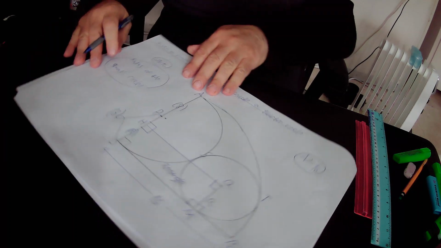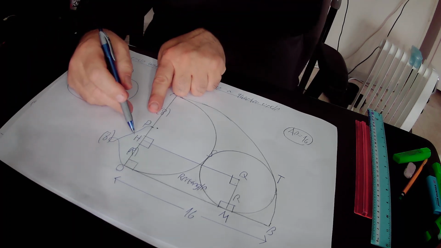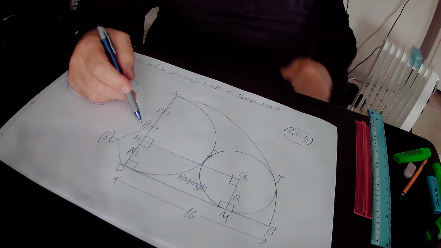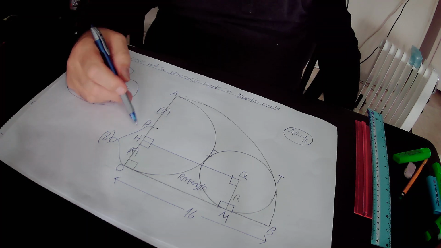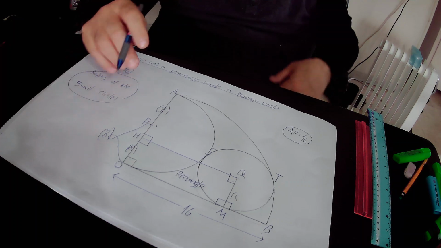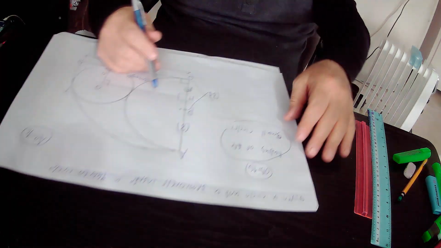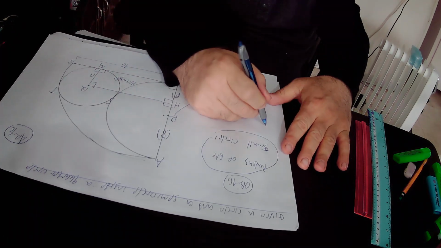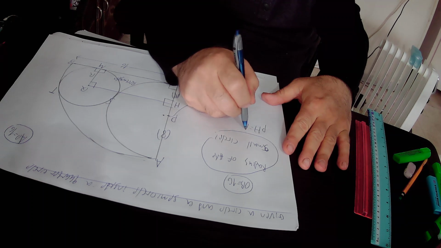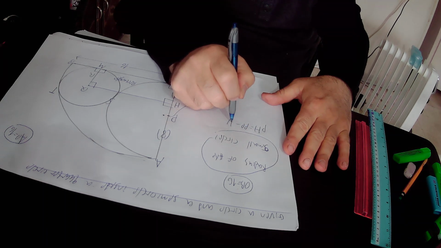What is the length of this line segment PH? From the drawing it is very easy to see that PH equals PO minus HO. Again, PH equals PO minus HO. So I write it down. PH equals PO minus HO.